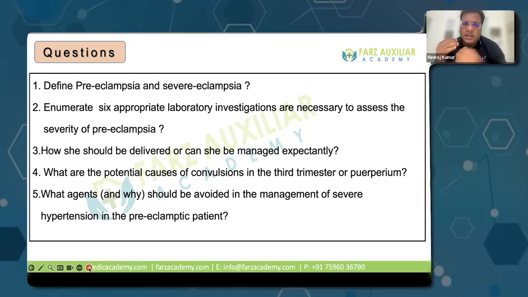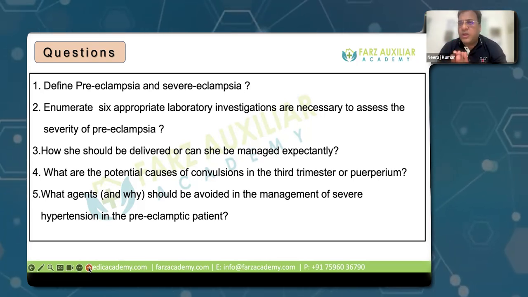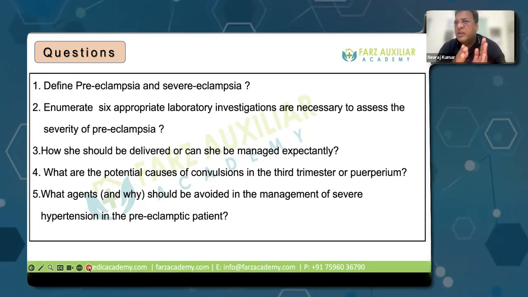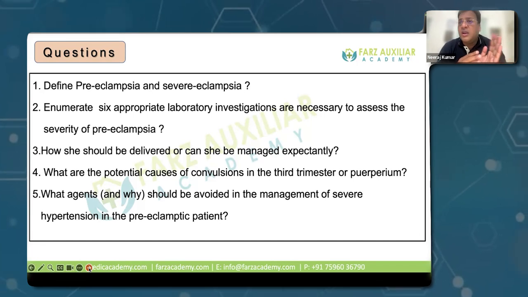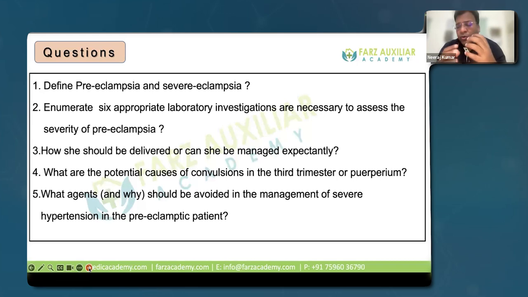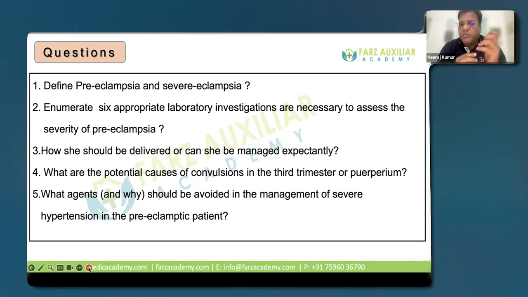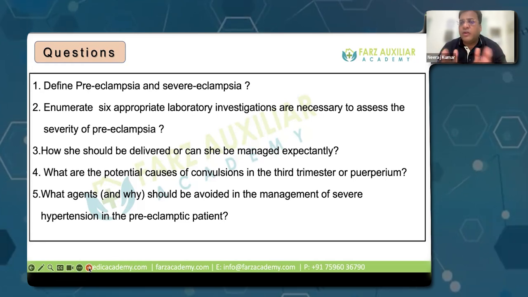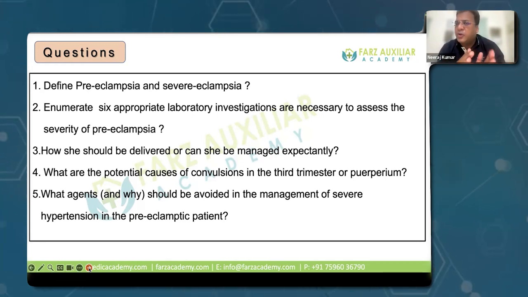Today is our class, so we'll discuss all those things step by step. The next question was: can you enumerate the 6 appropriate lab investigations required to assess the severity of preeclampsia, whether it is moderate or severe in type? How can you know whether there are important investigations that judge the severity of preeclampsia, and then how this patient has to be delivered, whether expectantly or whether some special care is required, and what are the potential causes if the patient progresses from preeclampsia to eclampsia.